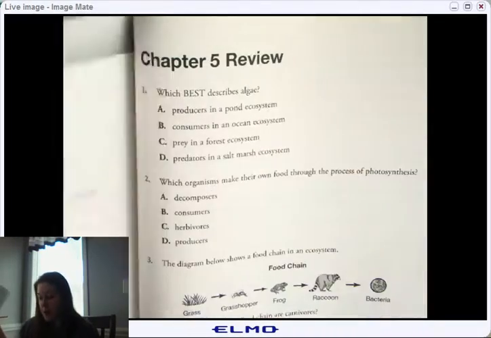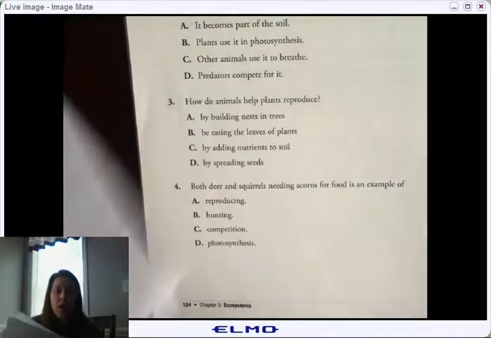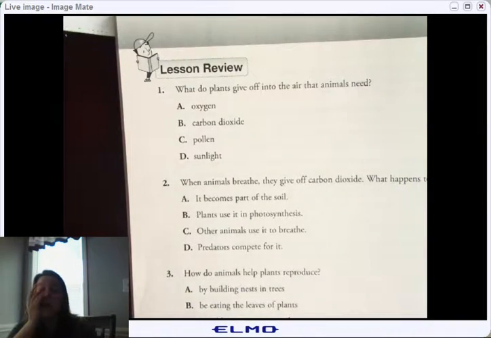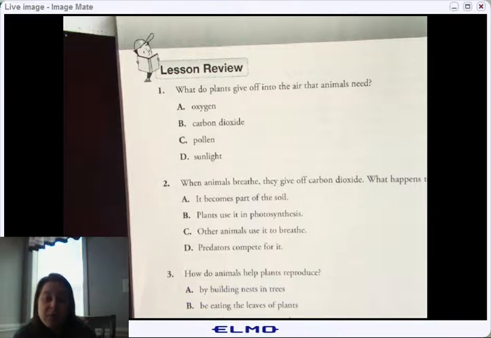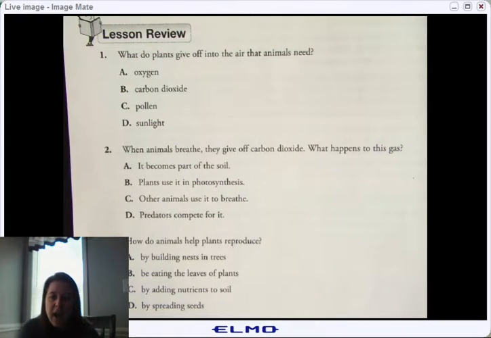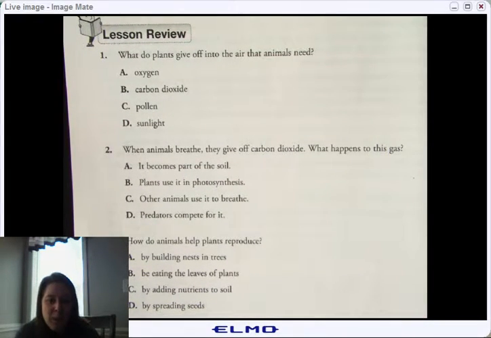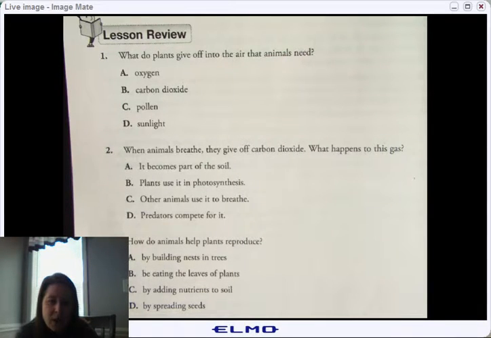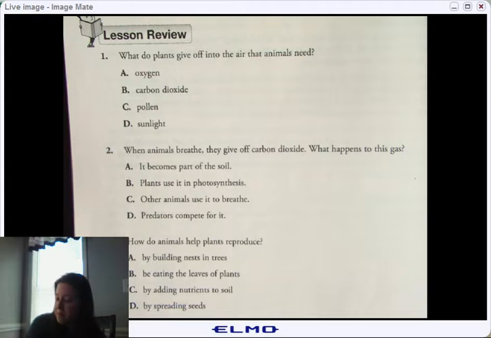And last thing to do is look at our questions. Question number 1: what do plants give off into the air that animals need? Oxygen, carbon dioxide, pollen, or sunlight? Number 2: when animals breathe, they give off carbon dioxide. What happens to this gas? It becomes part of the soil. Plants use it for photosynthesis. Other animals use it to breathe, or predators compete for it. When animals give off carbon dioxide, what happens to it?